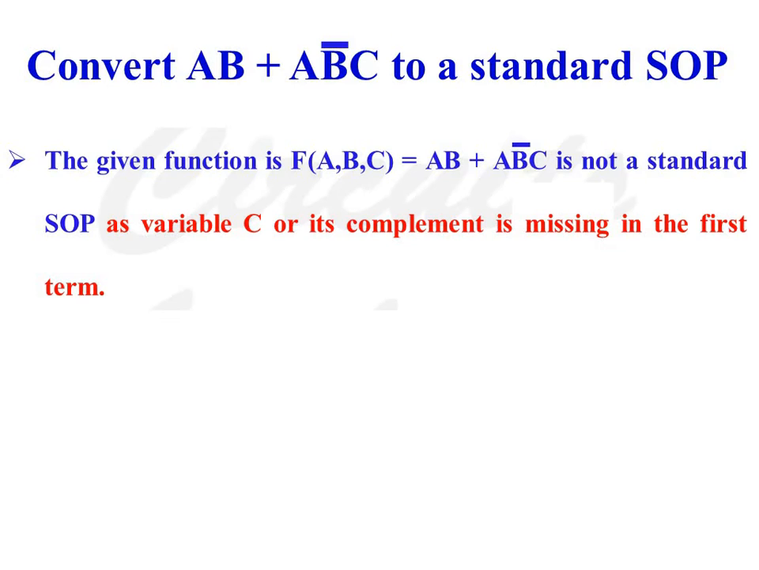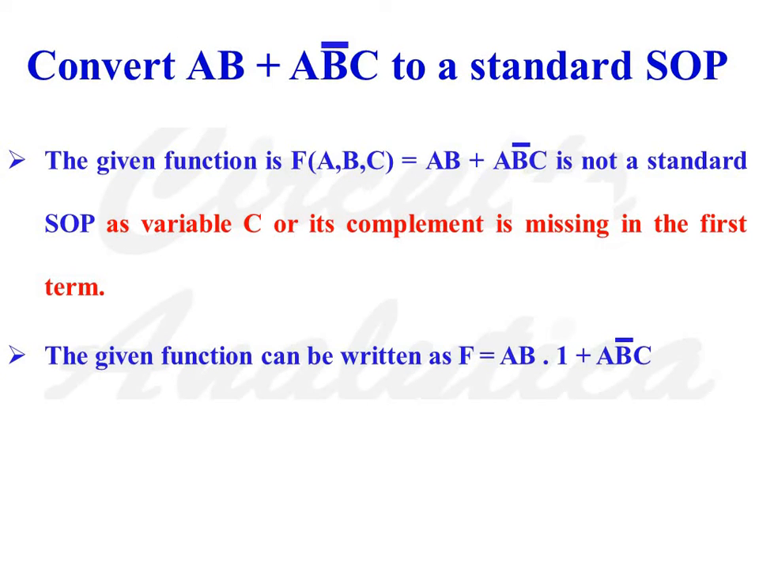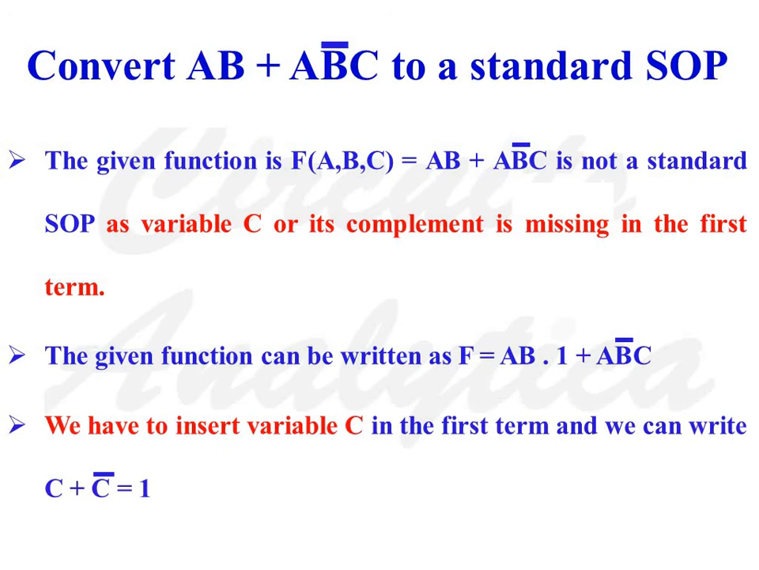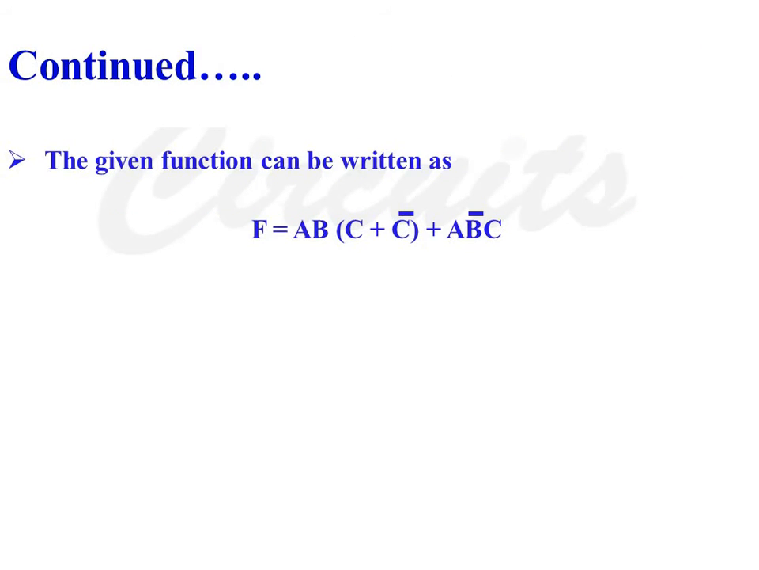So here, in the first product term, C or its complement is missing. Let us rewrite the given function as f is equal to AB into 1 plus AB bar C. Our aim is to insert variable C in the first term. And we know that C plus C bar is equal to 1. Therefore, we can write f is equal to AB into (C plus C bar) plus AB bar C.